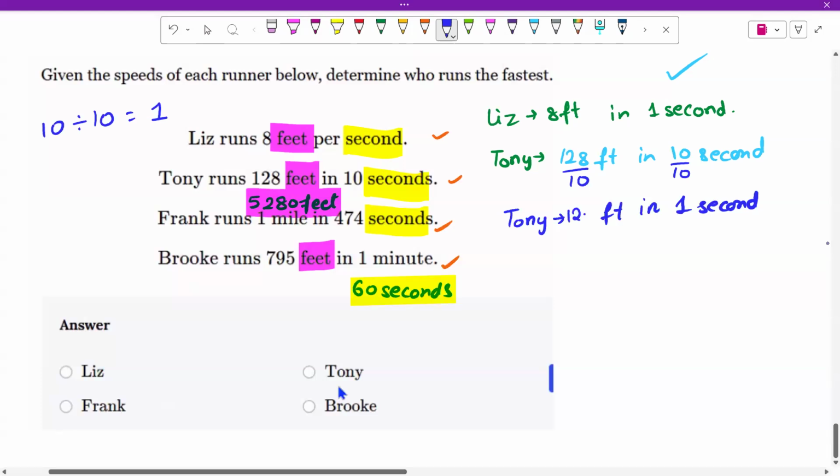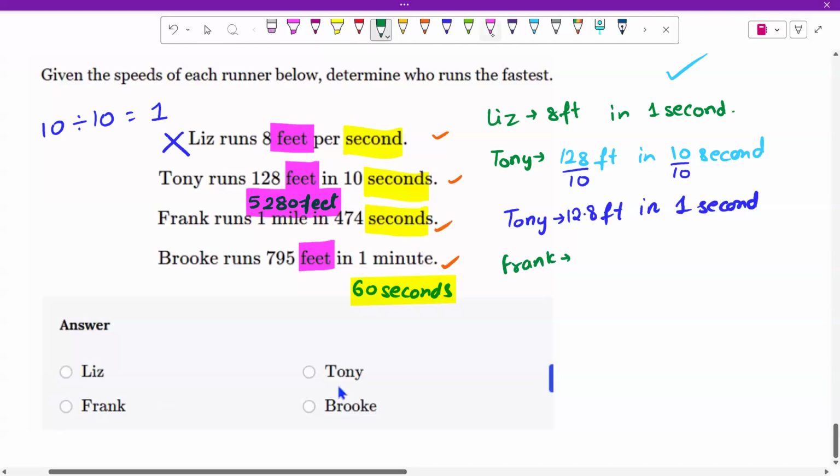12.8. Very good, 12.8. Now we can make the comparison between Liz and Tony, right? Liz ran 8 feet in 1 second. Tony ran 12.8 feet in 1 second. So who has run faster, Liz or Tony? They are telling us who runs fastest. That means Liz is out of the option, right? Tony is still in the option, but let's also consider the case of Frank.